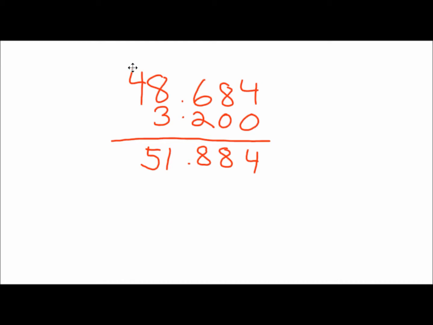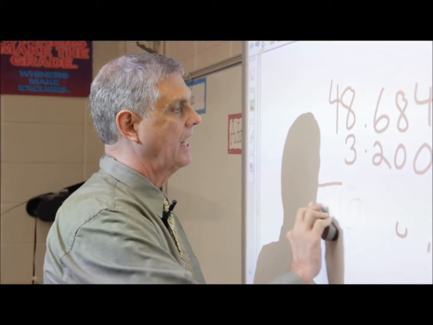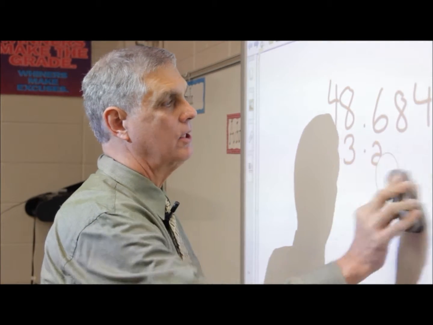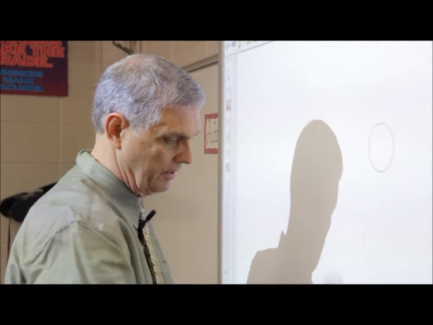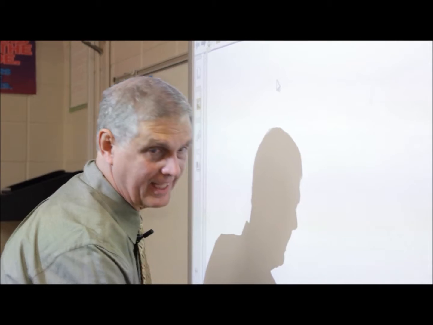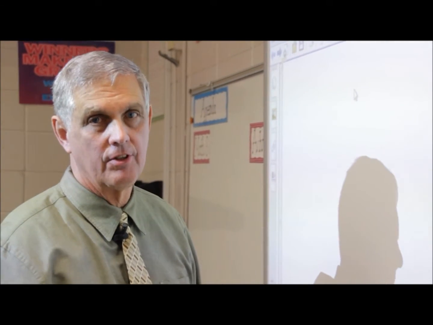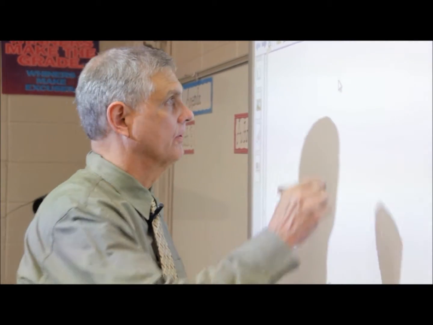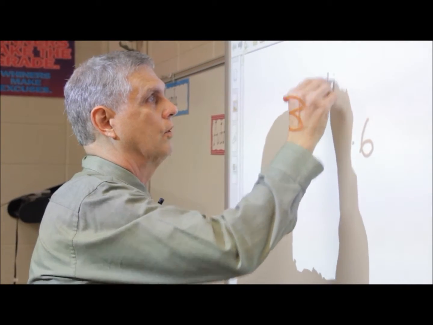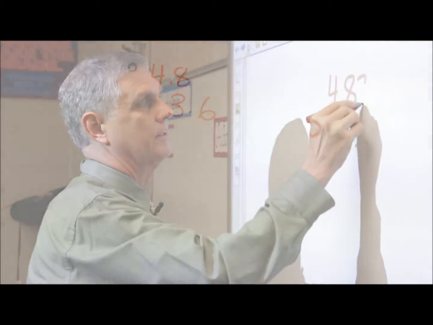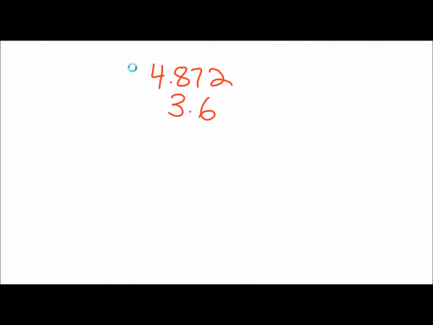Now on multiplication, you've got a slightly different thing. You don't have to worry about lining up your decimals when you're doing multiplication, but you do have to count the number of decimal places when you get down to the final answer. So let's take 3.6 times 4.872. Okay, obviously the decimals aren't lined up. We don't care.